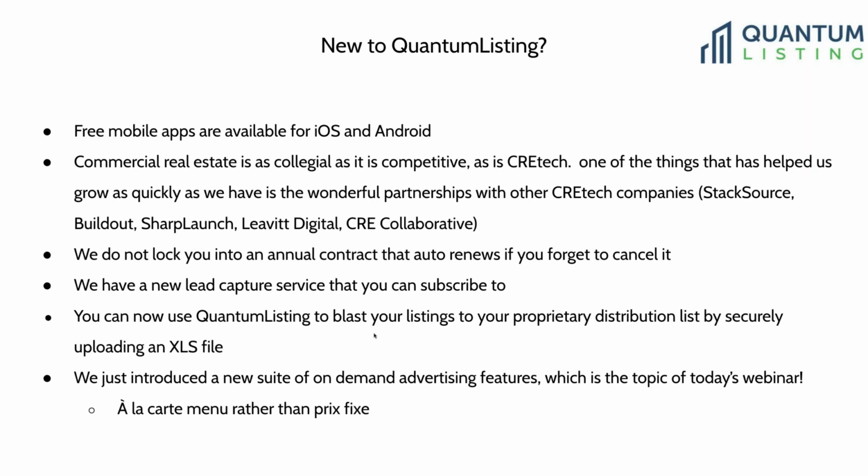We do not lock you into an annual contract that auto renews if you forget to cancel it. So that's another nice thing. In addition to that 1 year option for $79.99, there's a 1 month membership and a 3 month membership. It makes a little more economic sense to do the $79.99. It's $9.99 a month for a single month and $24.99 a month for 3 months. But you have those choices. We like to give you choices.